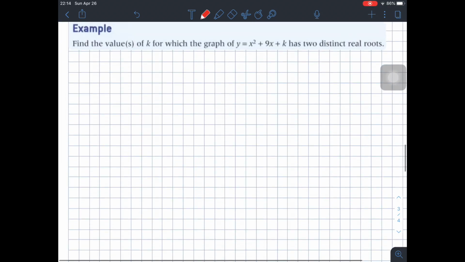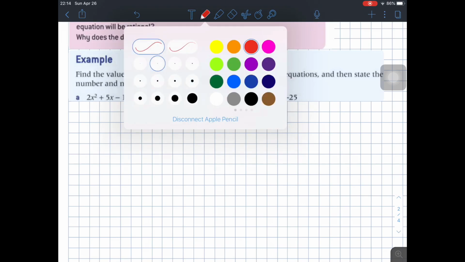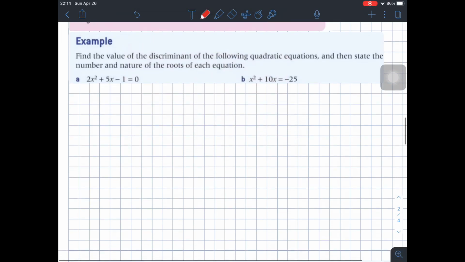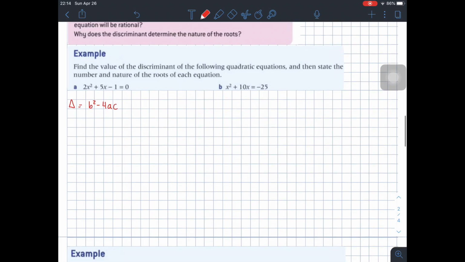Okay, so let's see 2 examples, and that'll be it for today's class. First, it says, find the value of the discriminant of the following quadratic equation and then state the number and nature of the roots of each equation. So, first thing we need to remember is the formula for the discriminant, which is b squared minus 4ac. Okay, so for each exercise, we're going to identify a, b, in this case 5, and c, -1.